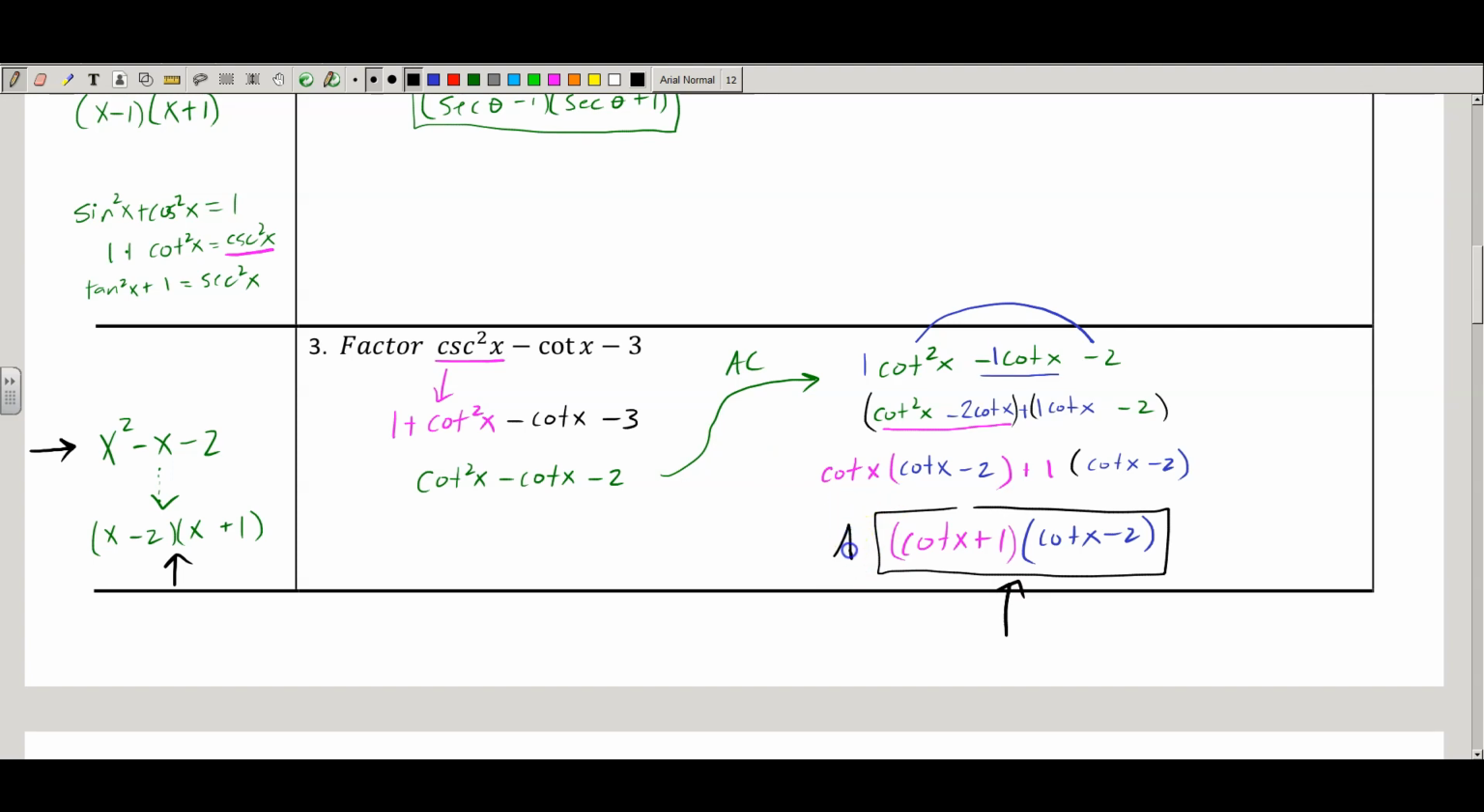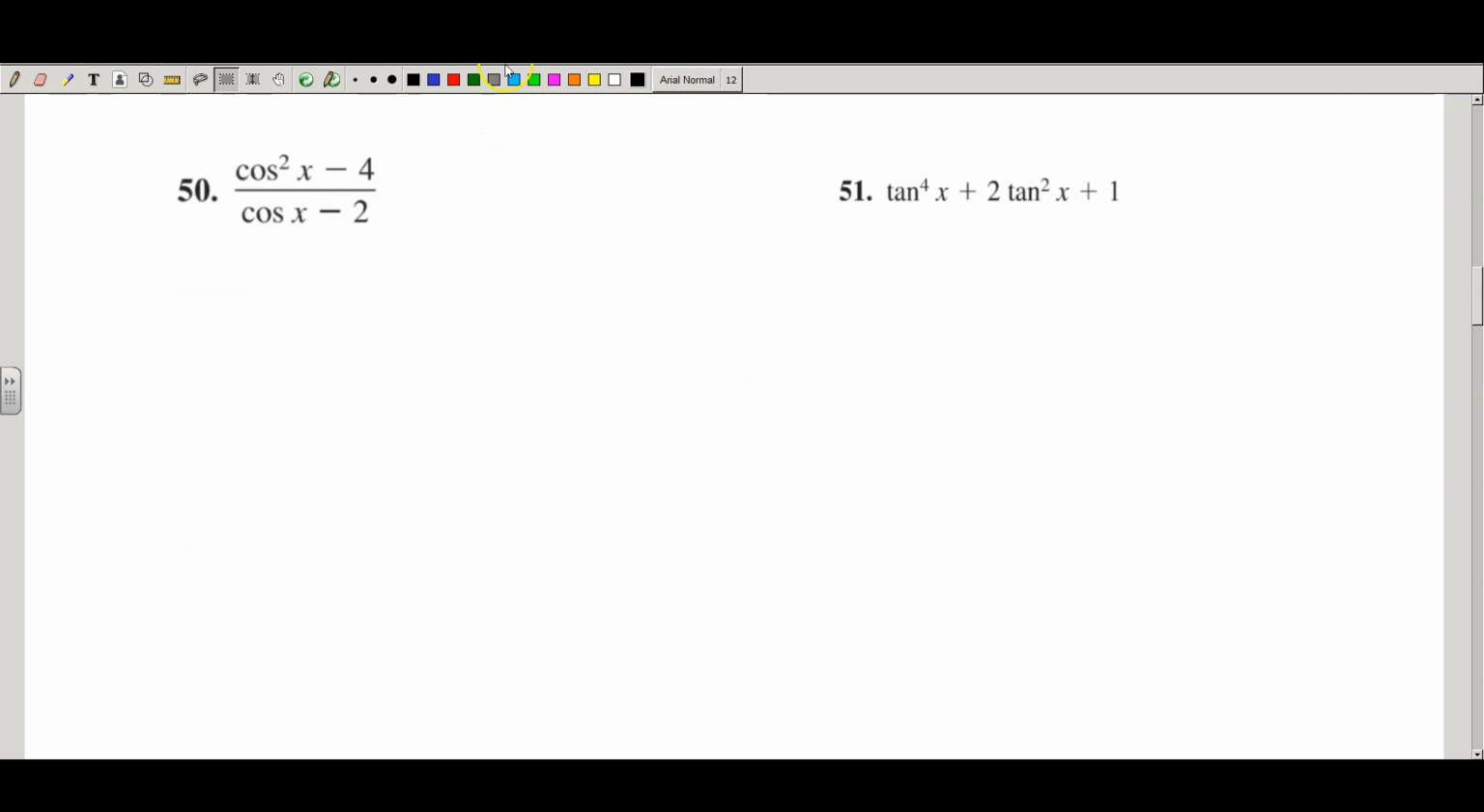but my final answer is this right here. All right, so kind of applying some of that factoring to the homework that you might already have done, number 50 and 51 are some examples where you have to factor and then simplify. So just going through a couple of these.